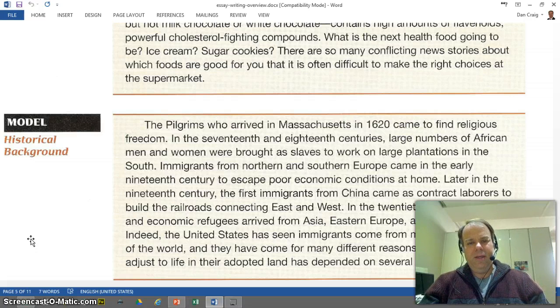But when doing this, essentially this story is really directly related to the thesis statement. As you can see here, the thesis at the end is their ability to adjust to life in their adopted land has depended on several factors. And so the story is talking about how they came here and how they started to adapt, and then the specific idea is that there are specific factors that help them to adapt. And so the body paragraphs here are going to talk about some various factors.